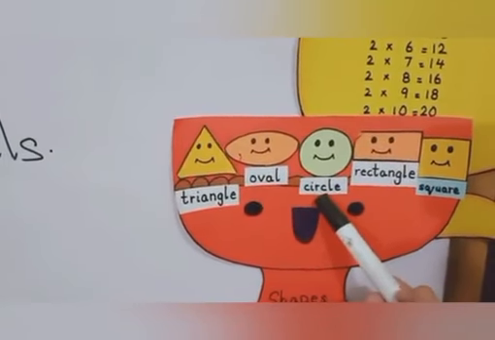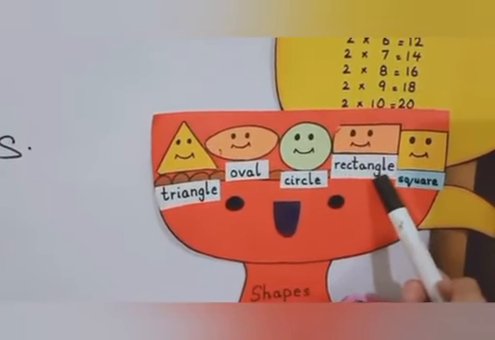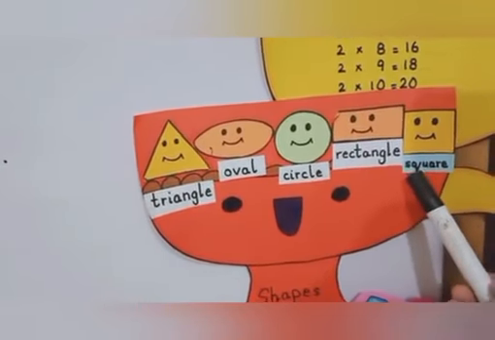Circle, C-I-R, cir, C-L-E, circle. Rectangle, R-E-C-T, rect, A-N-G-L-E, rectangle. And last one is square, S-Q-U-A-R-E, square.